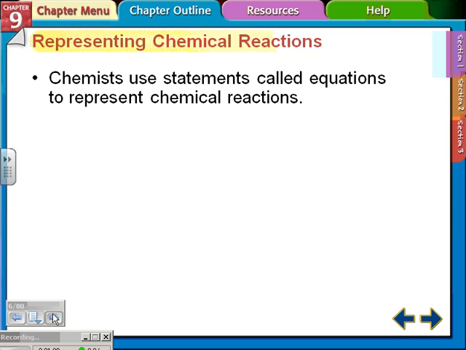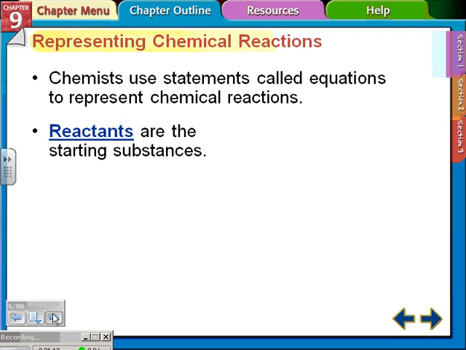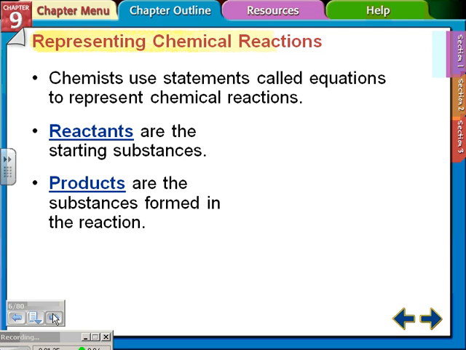We need a way on paper to represent chemical equations, so we use these different symbols to show on paper what's going on at the atomic level that we can't actually see. On the left-hand side of a chemical equation, those are called the reactants. And the right-hand side, the other side of the arrow, these are called the products. These are the substances that are formed during the reaction.